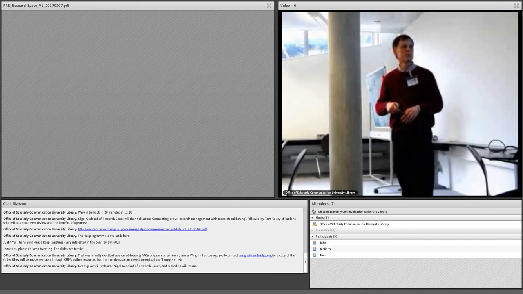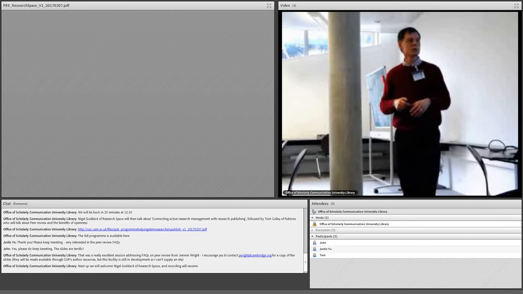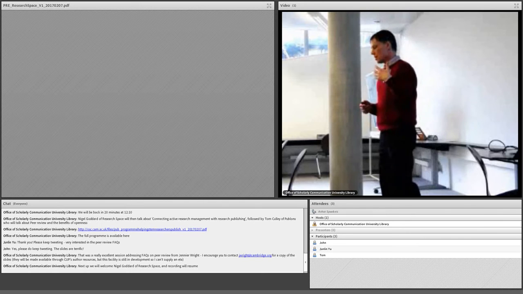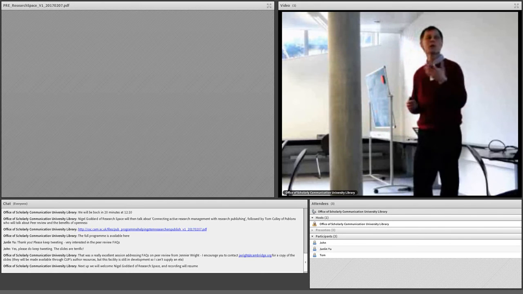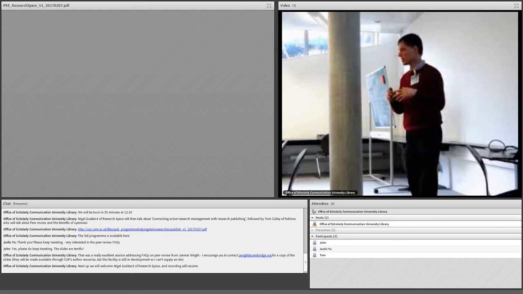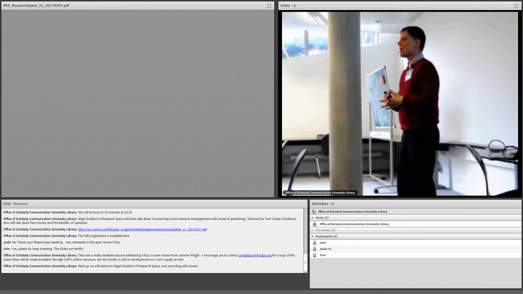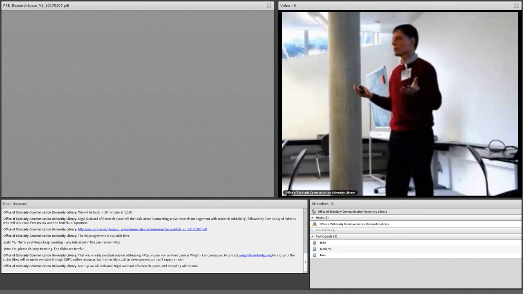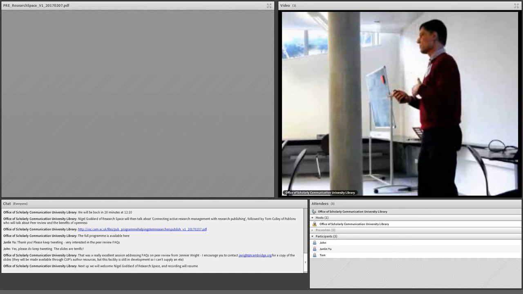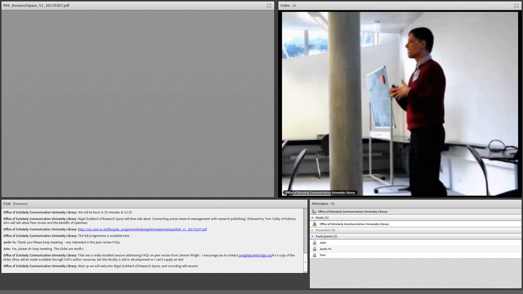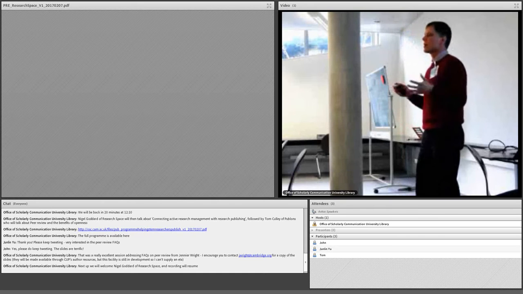So we've gone to quite a lot of work to make sure that all of the information people put into RSpace can be exported in a big XML archive. Now, for most scientists, that archive isn't particularly useful, because most people aren't going to go and read XML, and most people don't have the tools that they can easily use to do something with that XML.